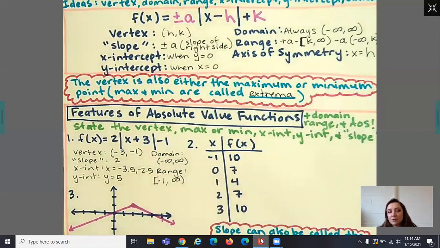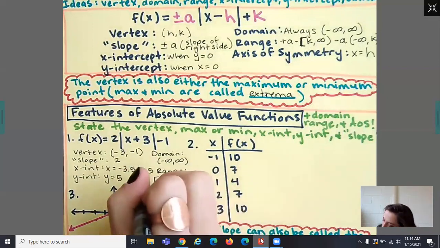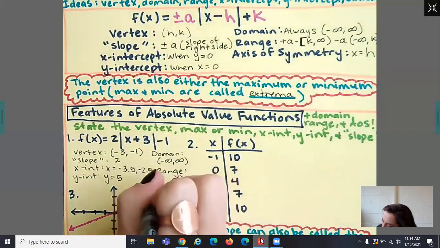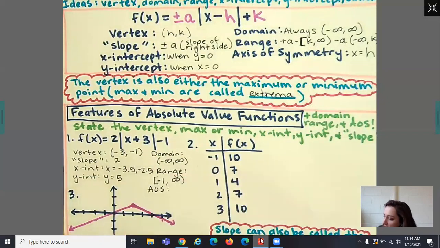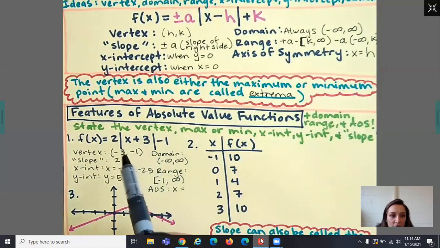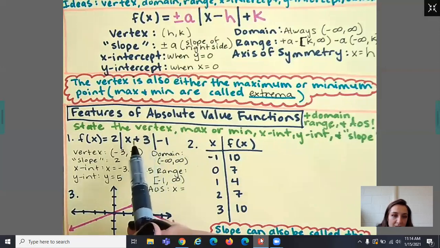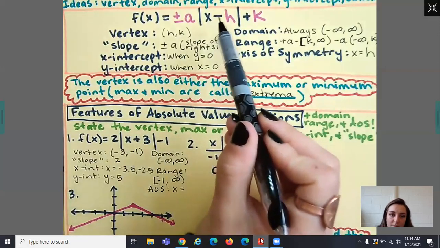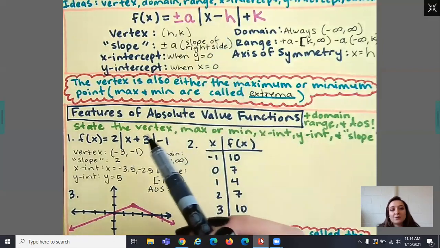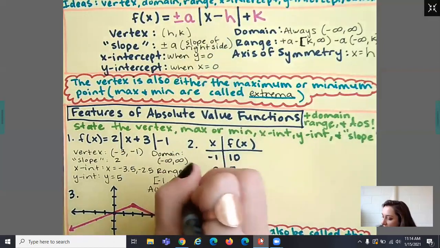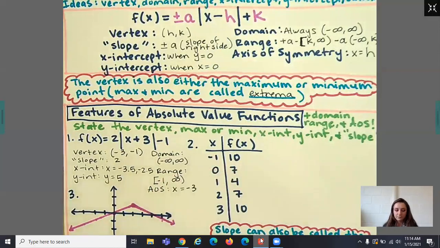Okay, and then our axis of symmetry, which I'm going to label AOS, is going to be x equals h. It is going to be x equals the first value of the vertex, or you can say it's the opposite of this number inside of the parentheses. Since this is x minus h, remember that means we're going to be changing the sign. So instead of positive 3, this is going to be x equals negative 3.